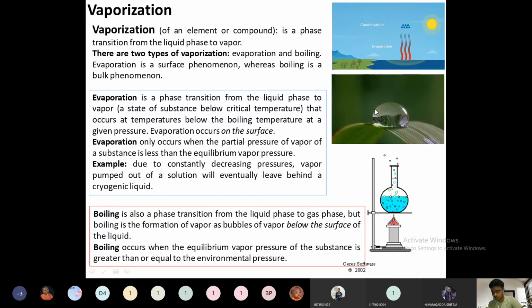If you see this drop, at the surface the liquid is just evaporating. It is going outside, into the atmosphere. So this is a surface phenomenon; from the surface, the mass transfer is taking place. Whereas in boiling, from the bulk of the liquid, bubbles are produced inside, below the surface, and these bubbles rise through the liquid.